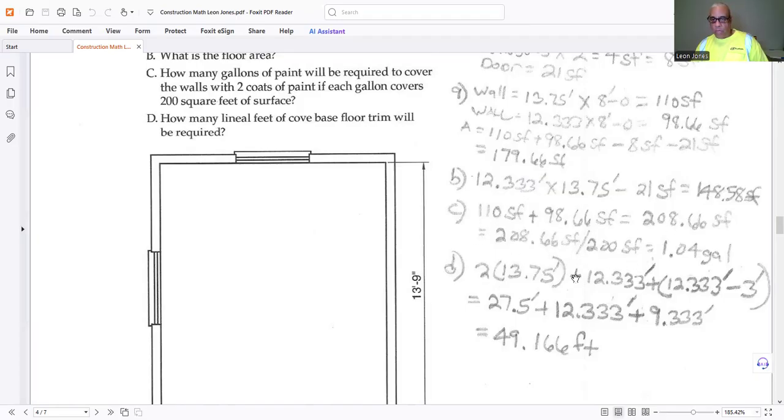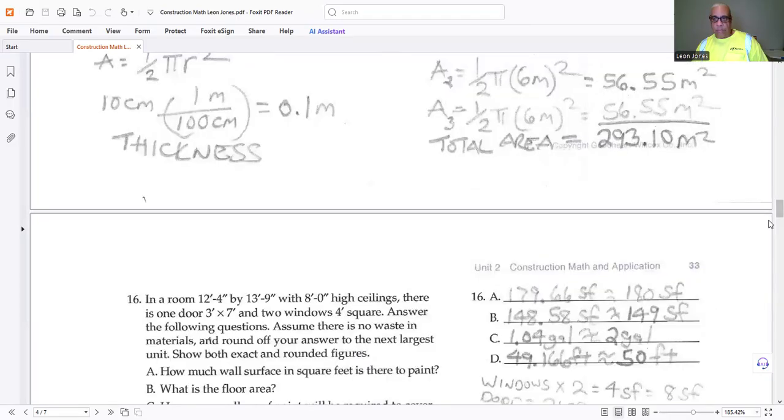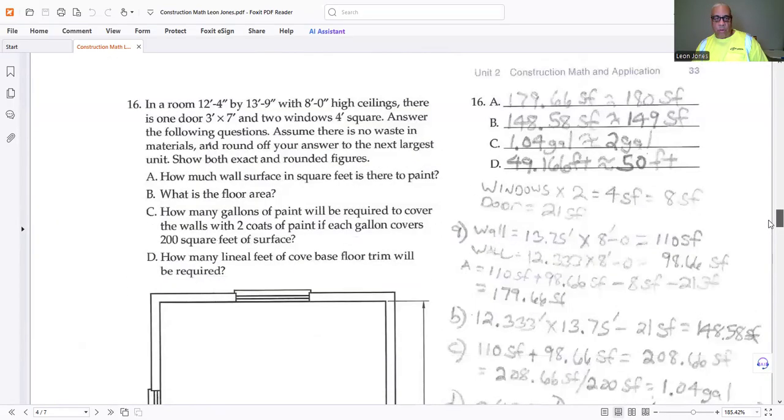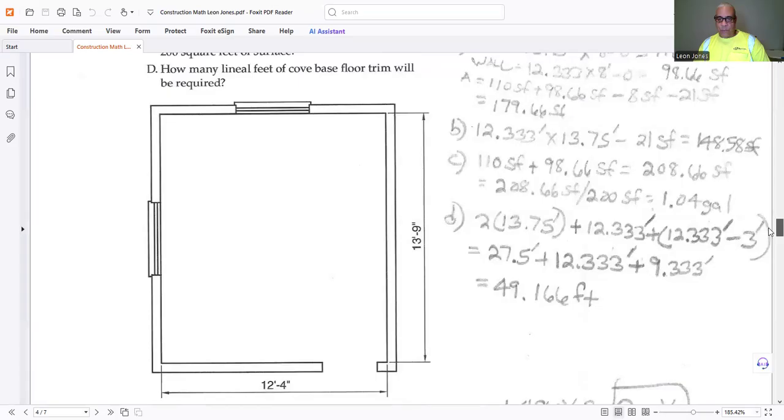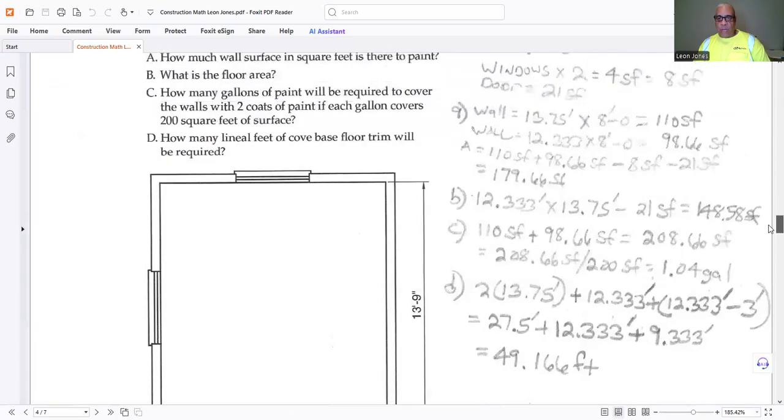Talk about how much paint you're going to be using. The same thing right here. What they want you to do is find how many lineal feet of cove-based floor trim will be required. And you're dealing with paint. And so you get all the answers.